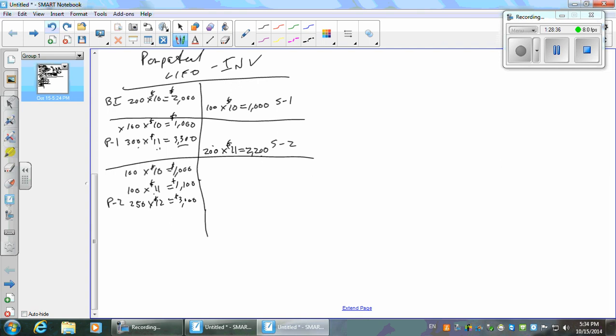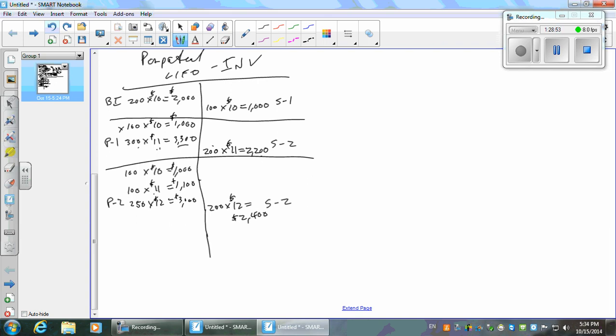My last sale is how much? 200 units. What did they cost? $12. You got it. That's 2,400. Debit cost of goods sold, credit inventory. That's what all those are, right?